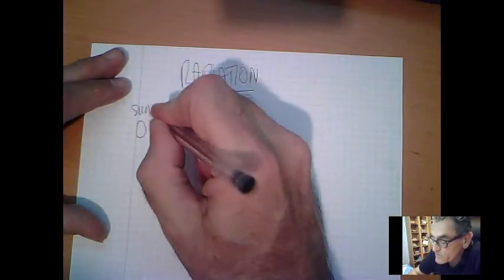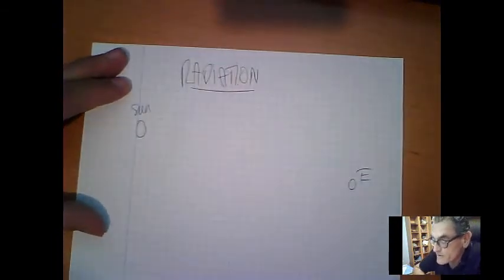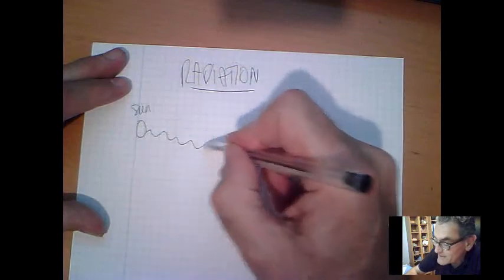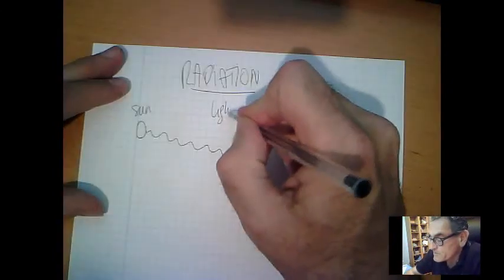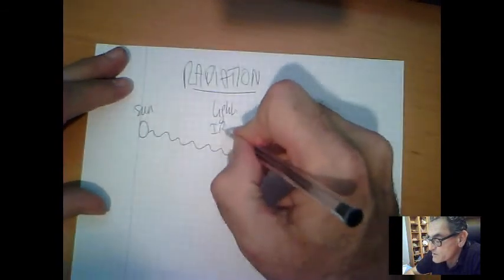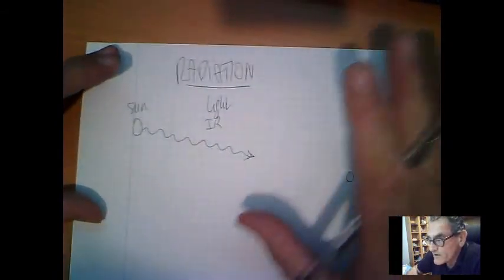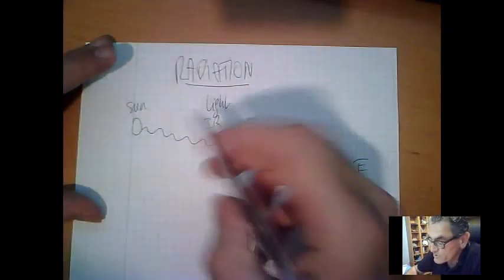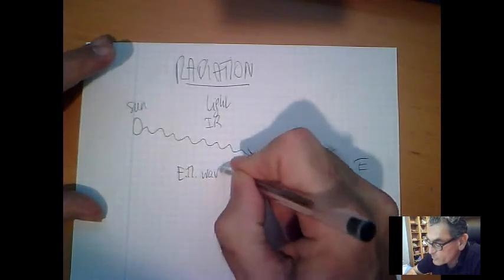Okay? Radiation is what? You have the sun here, and here you have the earth. The sun is sending rays of light and other stuff. There is light, but there is also infrared waves. There is also ultraviolets, there are radio waves, there are all kinds of stuff which is coming from the sun to us. And these are electromagnetic waves.